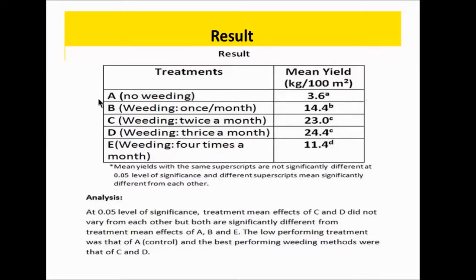Likewise, B, A, and E, they are significantly different. But overall, treatments C and D are the best performing treatments, and they are also significantly different from the rest at 0.05 level of significance.